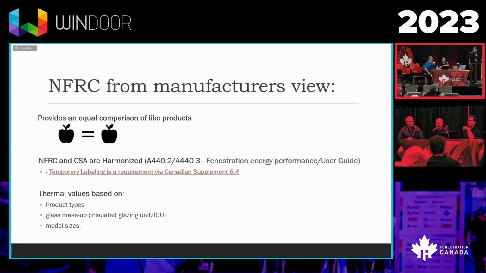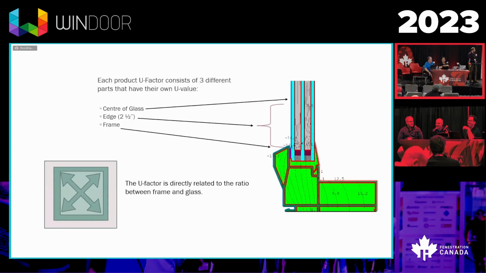There is a Canadian supplement. We know that. But the one thing I want to get on is that the thermal values are based on three individual parts: the product type, the glass makeup, the IGU itself, and then the size. And when I try to explain to people what NFRC value is representing, this is essentially a little diagram model that I use.